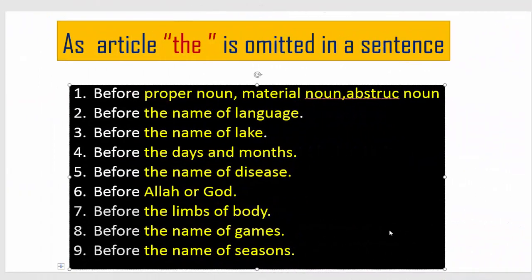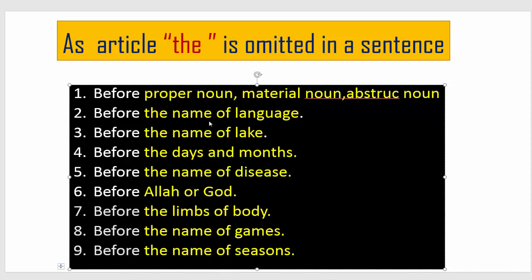Dear viewers, in my previous lesson, I showed you how a and an is omitted as an article. Now I shall show you how the is omitted in a sentence as an article. I am showing you a chart here of how the is omitted. Before proper noun, material noun, abstract noun, the is omitted.